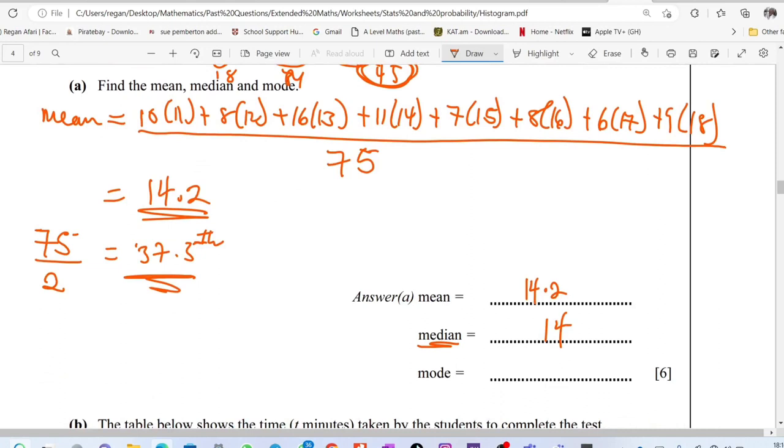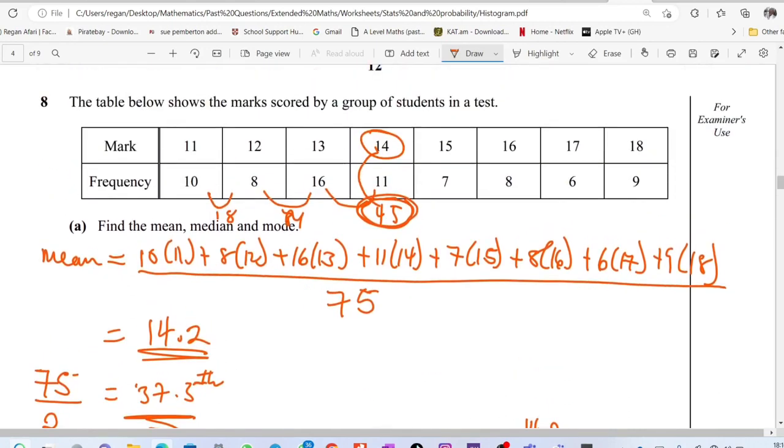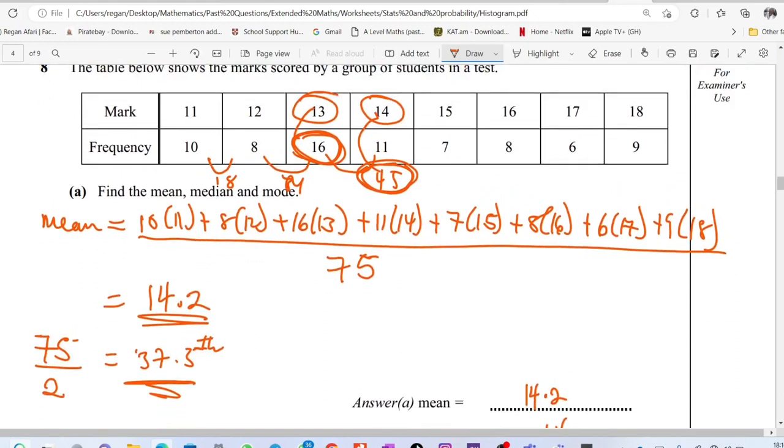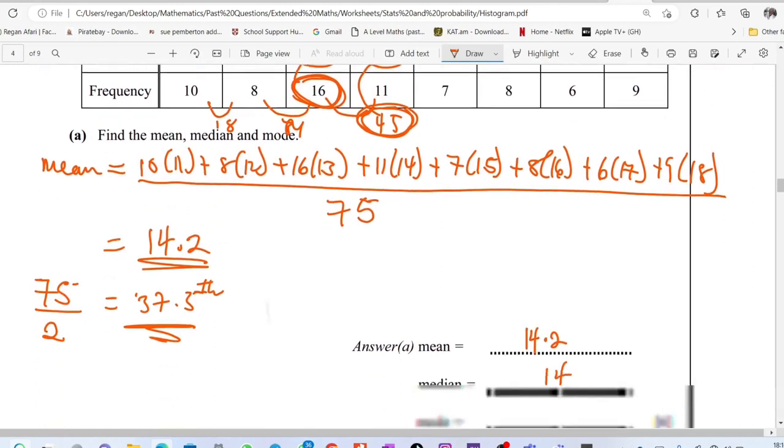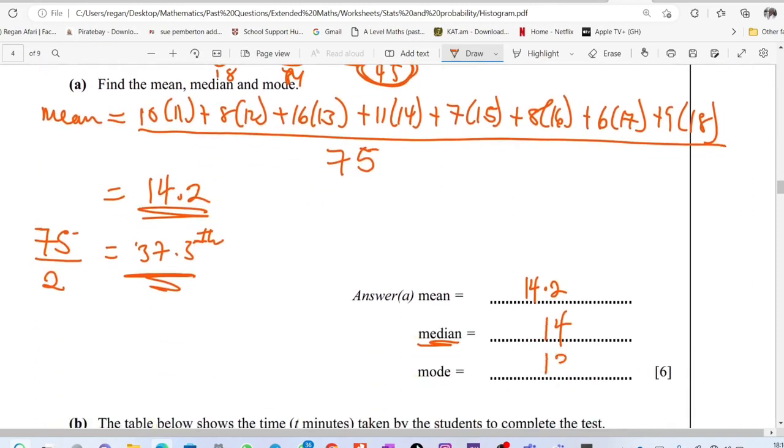14. That's cool. Mode is the highest occurring, and that would be, 16 is the highest frequency. But then what value gave the 16? And that is our friend here, 13. So 13 occurred 16 times, and that was the highest. So we just put 13 there.